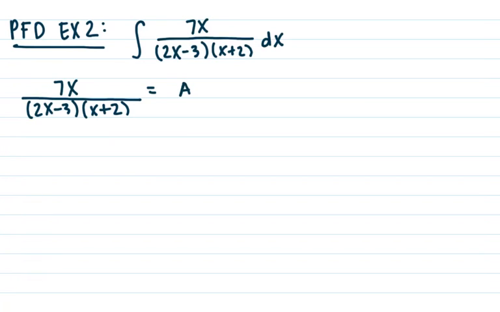It has to equal some A over the first factor, 2x minus 3, plus some B over the second factor, x plus 2. And one thing I do want to point out is that it is possible for us to have nonlinear factors, like if it had been an x plus 2 squared in the denominator instead of two separate types. But in Calculus BC, you're not going to be tested on anything but non-repeating linear factors. So you'll never come across that situation in this class, but it definitely exists.